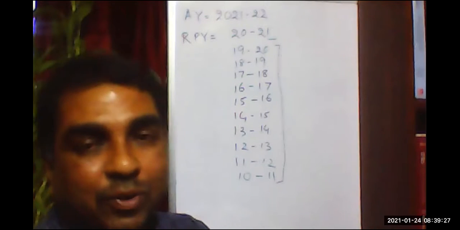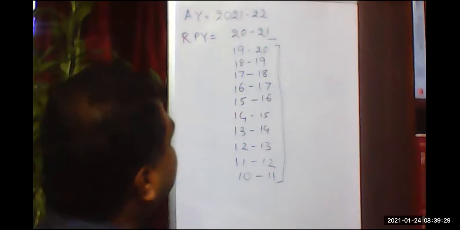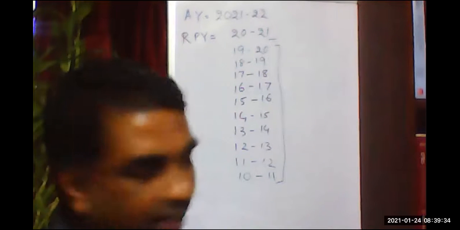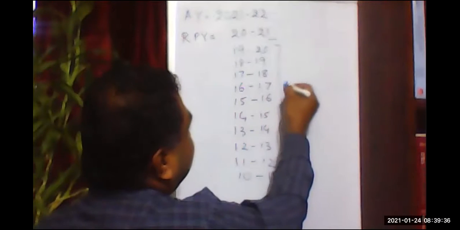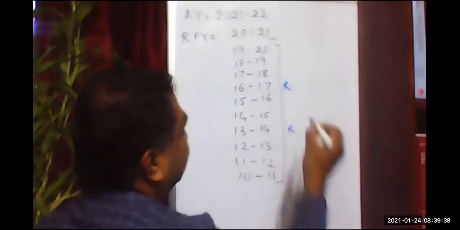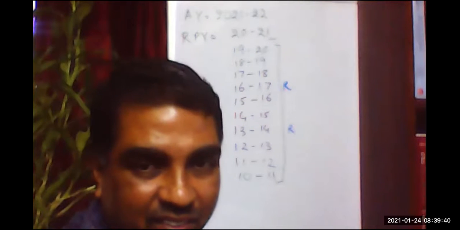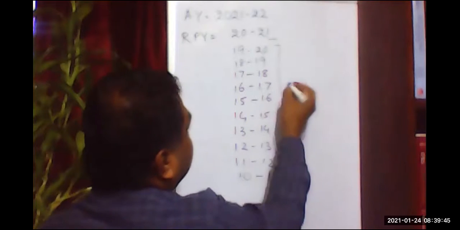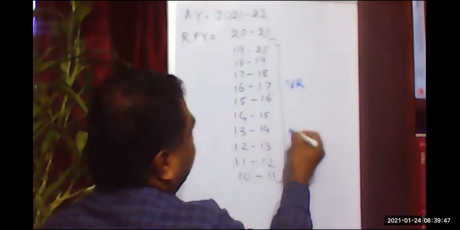Right. Now what we will do, you have to check residential status in each of these previous years. If in any 2 years he is a resident, let us say here is a resident, here again resident. No, sorry, any 2 years he is non-resident. Let us say here is a non-resident, here he is again non-resident.